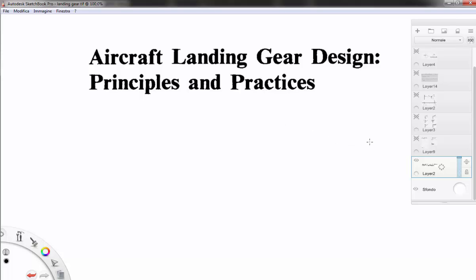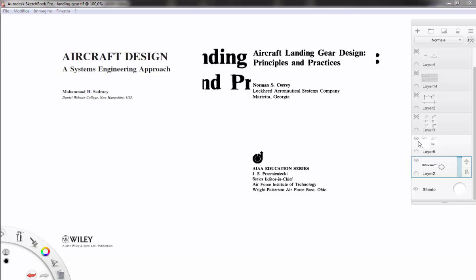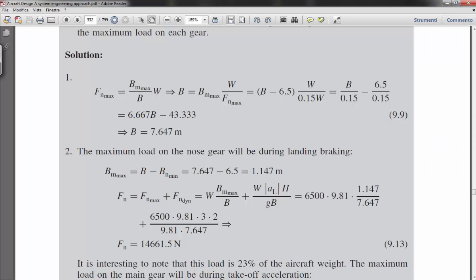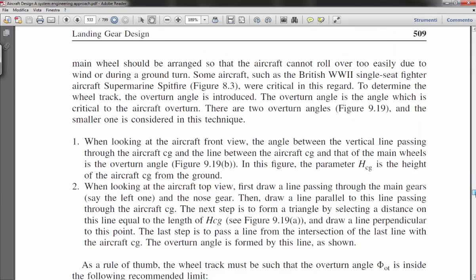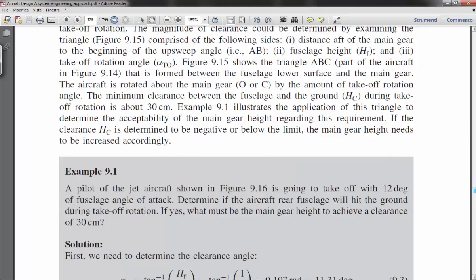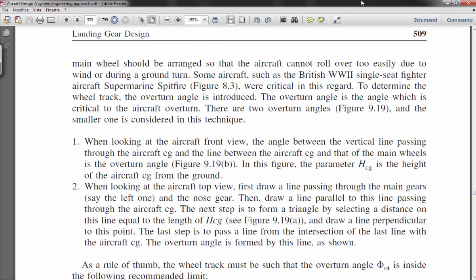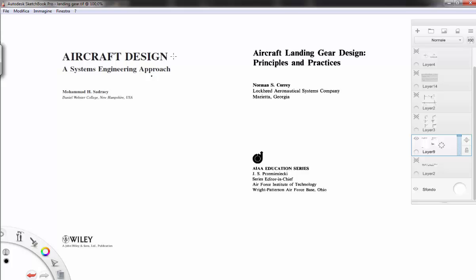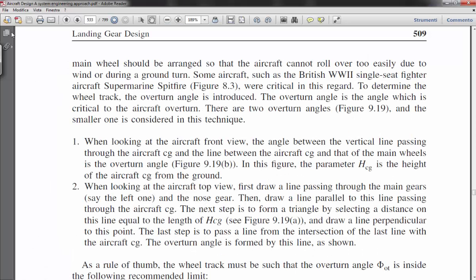The first thing to say is the reference book I use for this video. It is Aircraft Design, a System Engineering Approach, and the most interesting part is at page 500. This is mainly for calculation, and this book is for construction. I will show you.